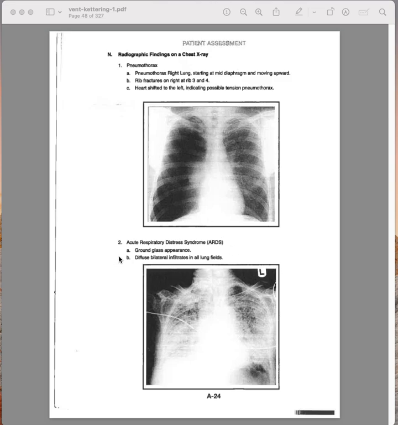Acute respiratory distress syndrome, ARDS. The description would be ground glass appearance, diffuse bilateral infiltrates in all lung fields, and it's just going to look like honeycombing or ground glass. Literally, this is how it looks on a real X-ray as well.